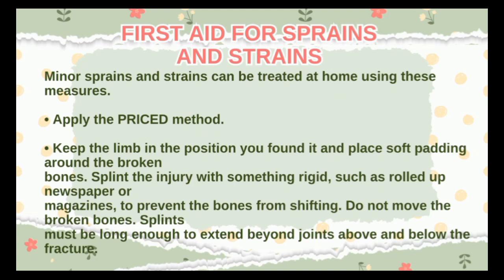So here's the first aid for sprains and strains. Minor sprains and strain can be treated at home using this method. First is applying the price method. Keep the limb in the position you found it, and please stop padding around the broken bones. Splint the injury with something rigid such as rolled newspaper or magazine to prevent the bones from shifting.